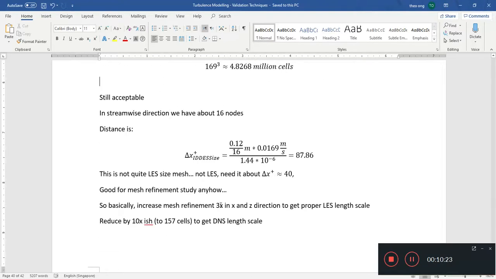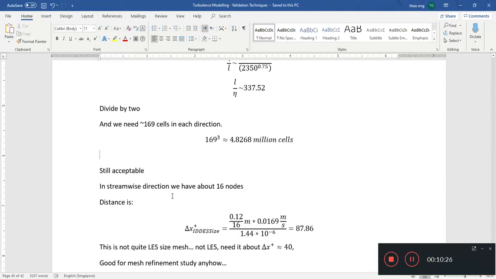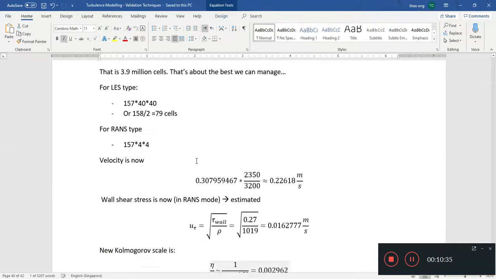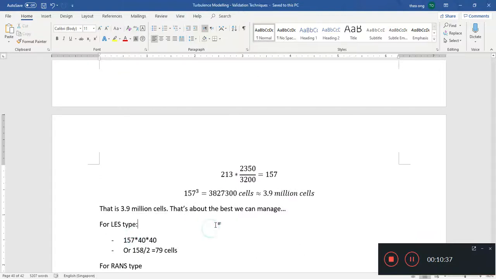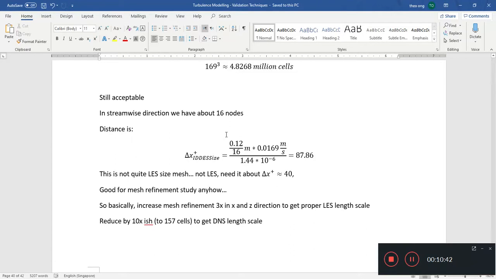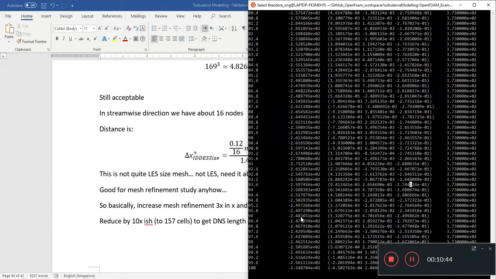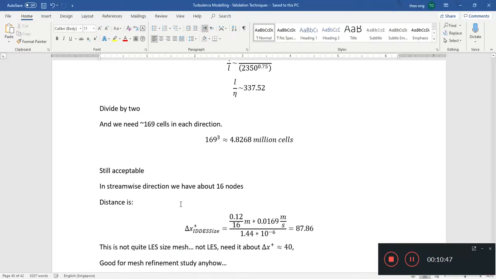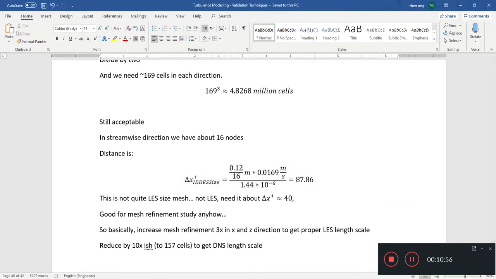Actually, I ran a test simulation just to see where we are with things. Even if you use the so-called 157 kind of mesh, where would we stand? I did an IDDES, which is what I'm doing now. After I did my RANS calculations, I mapped the results to an IDDES. I'll show you how maybe next time. But I'll show you what the mesh is like.